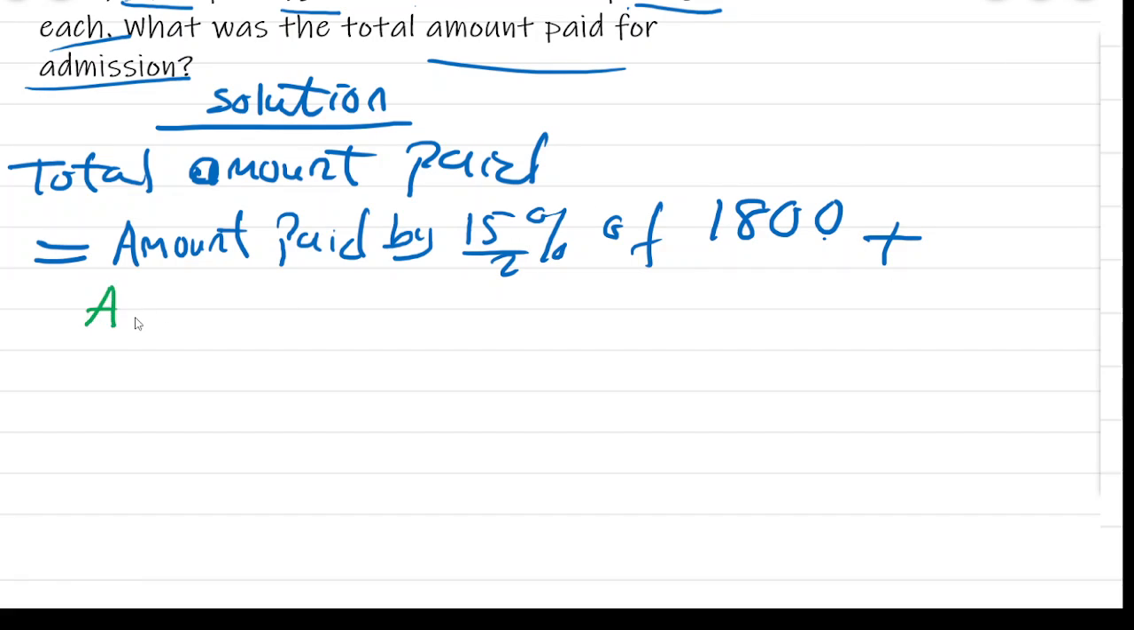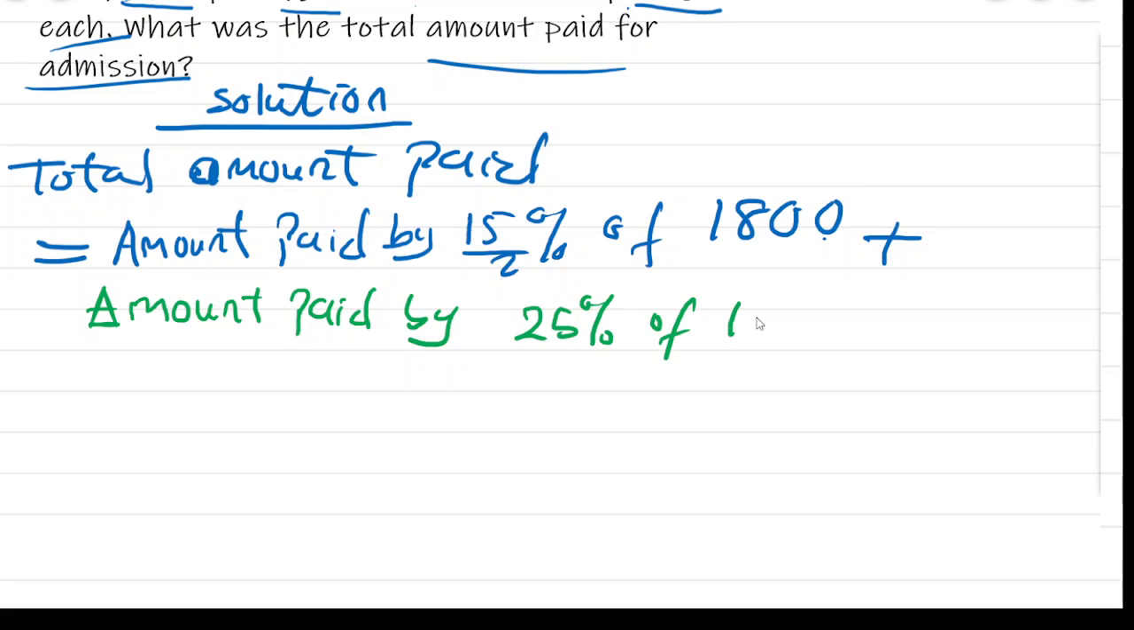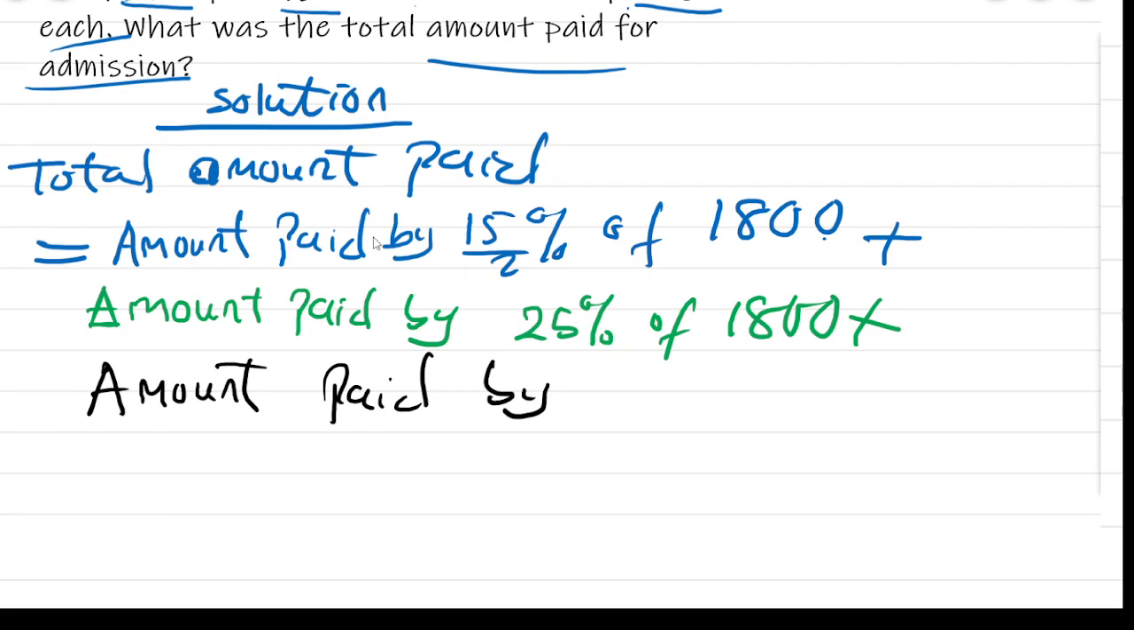by 25% of this population as well. So the amount paid by 25% of them, and then we are going to add it to the amount paid by the rest of the population. So let's do them one by one.